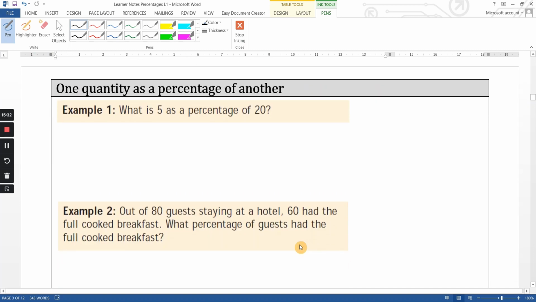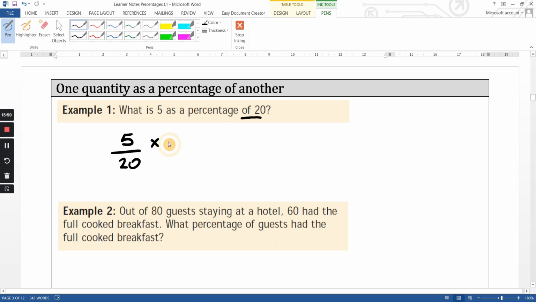So, how to express one quantity as a percentage of another. Example 1. What is 5 as a percentage of 20? So when it says of 20, that means it's out of 20. So it'll be 5 out of 20. Yeah, so don't be tempted to write it out of 100. It's a very common mistake.